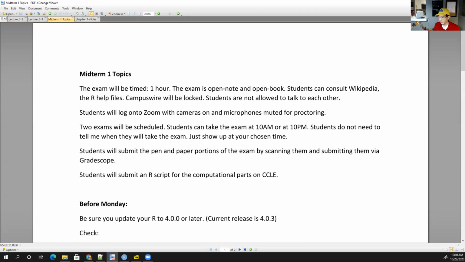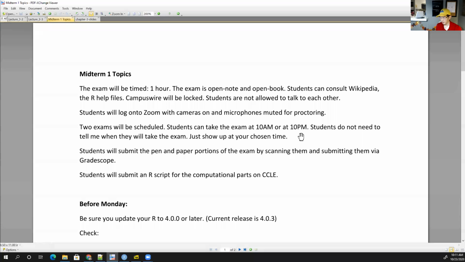I'm going to lock up CampusWire for the whole day, and students are not allowed to talk to each other. I think that goes without saying. You'll log into Zoom, turn on your cameras, and keep yourselves muted. I'll have 2 exams scheduled. You can either take it at 10 a.m. or at 10 p.m. California time, and that should cover everyone globally. At least one of those times would work for you. You don't need to tell me when you're going to take the exam. Just show up and we'll go from there.